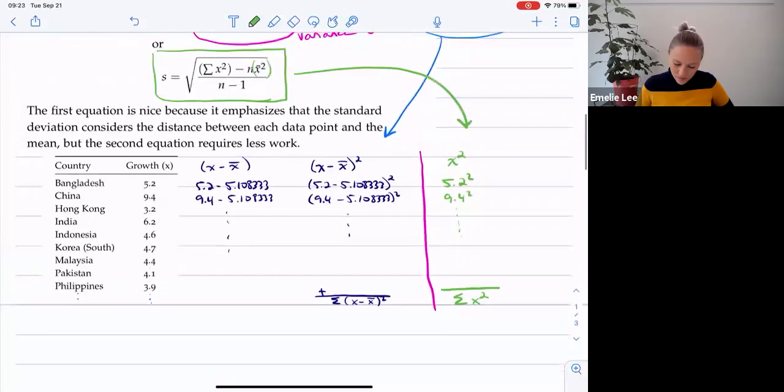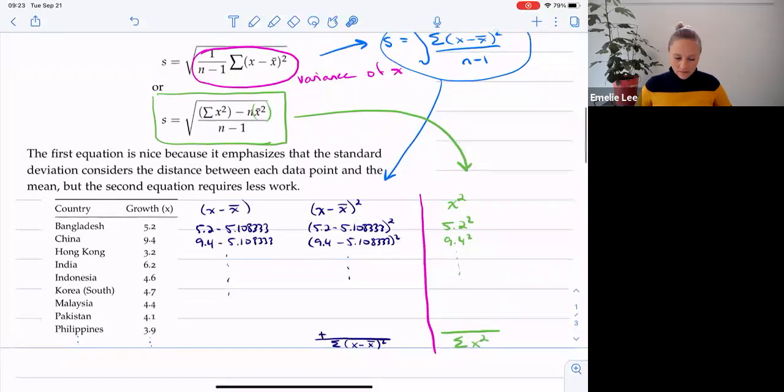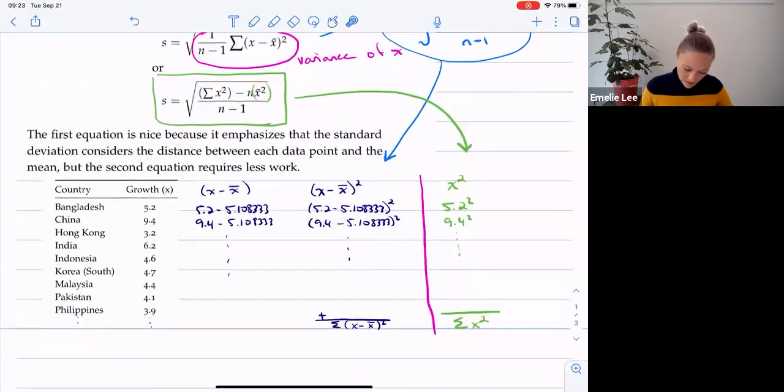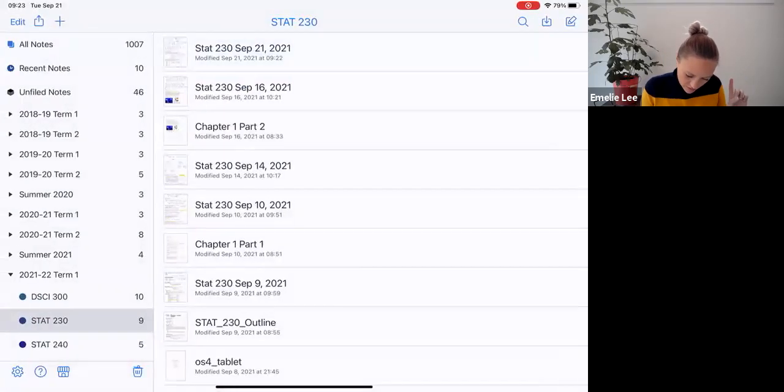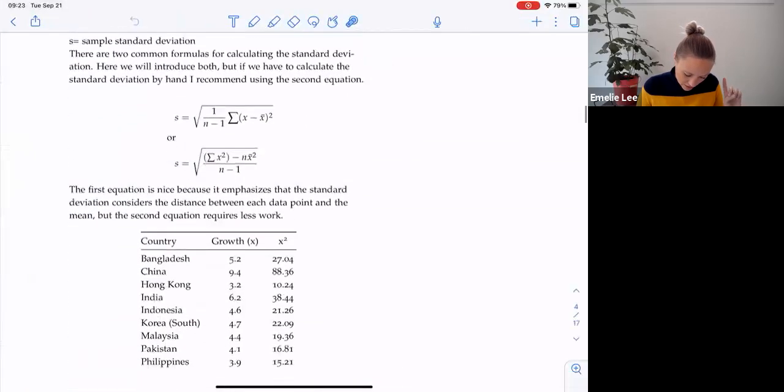Okay? So you have two options, and there are other ways that we could reformulate these formulas, but these are kind of the most common ways that we represent the standard deviation. Okay. And so let's see here. What's next? I think the calculation in R.